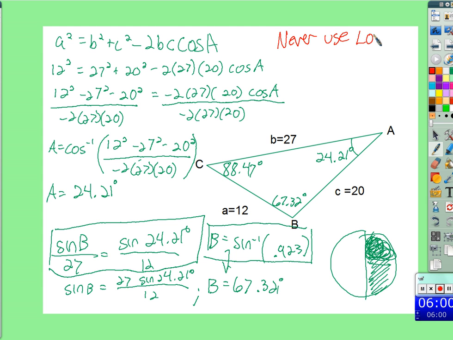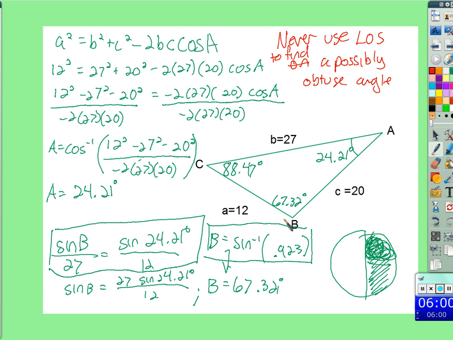a possibly obtuse angle, because we can't know that it's obtuse before we start. Never use the law of sines to find a possibly obtuse angle. So we could have solved this problem by just not trying to find this, by going to the other one first. We should have solved this one first.